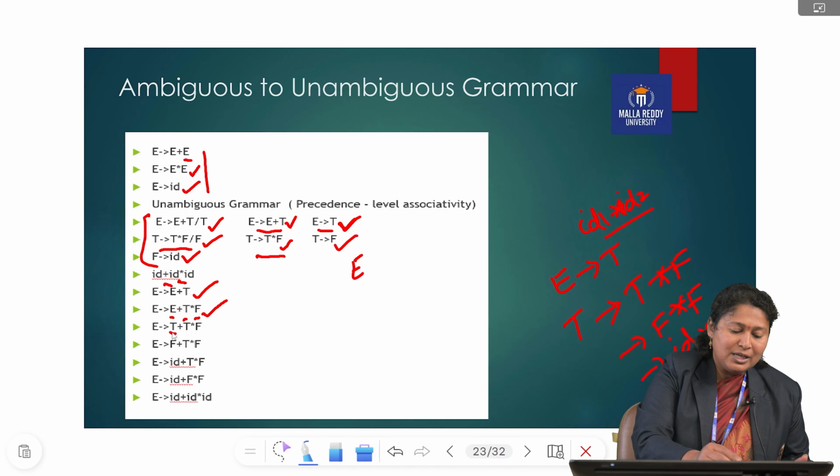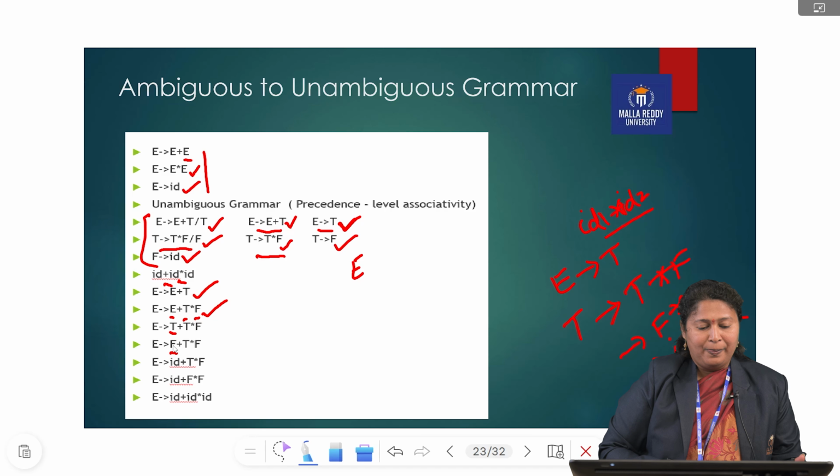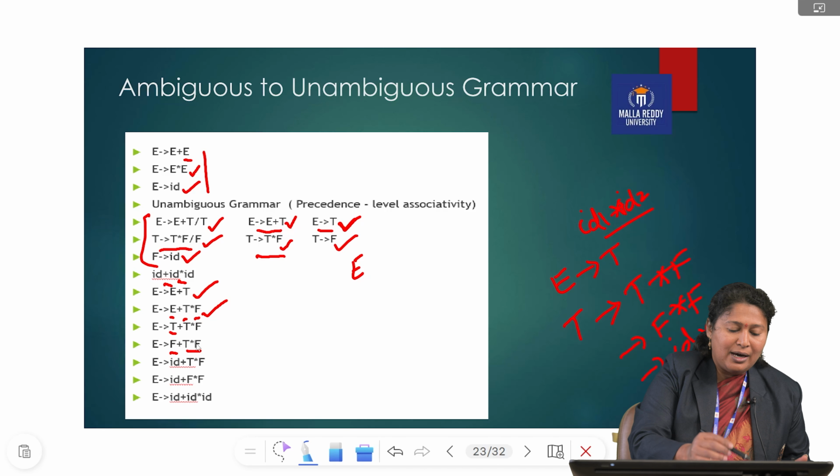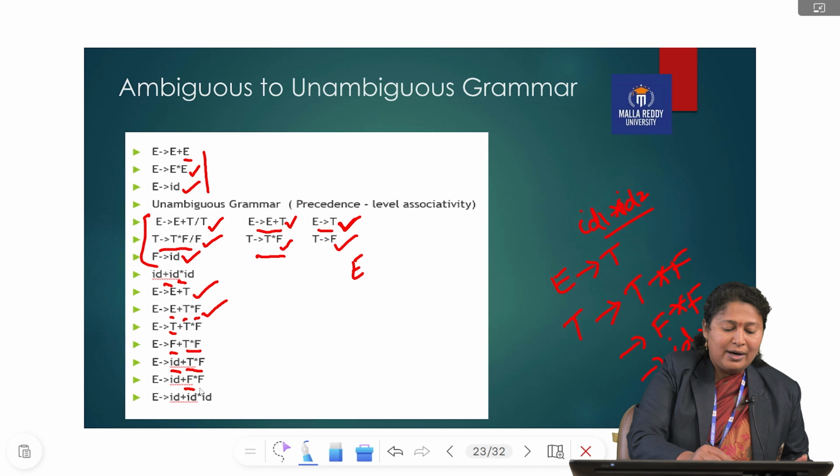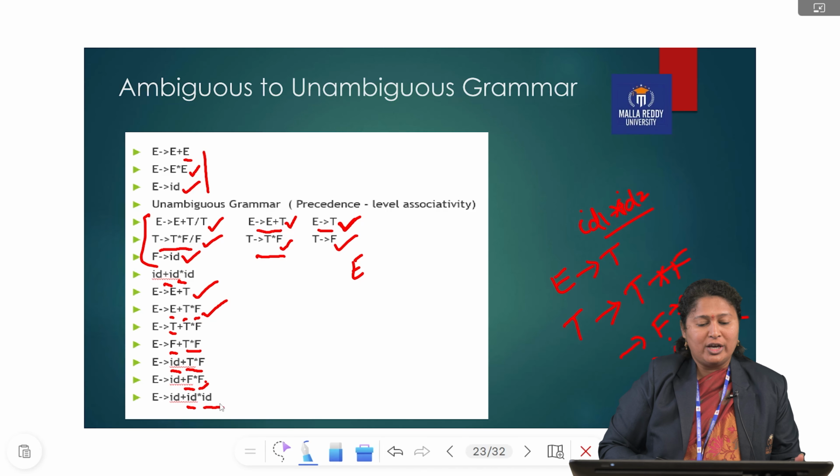And next step, this T is changed to F, and the remaining things I have taken as they are. Next, this F is changed to ID, remaining as it is. Next, this T is changed to F. Next, F as it is I have taken this one. Next, this F is changed to ID. This F is also changed to ID.